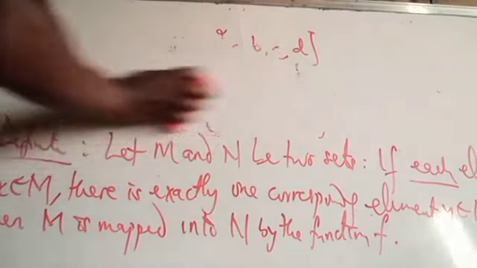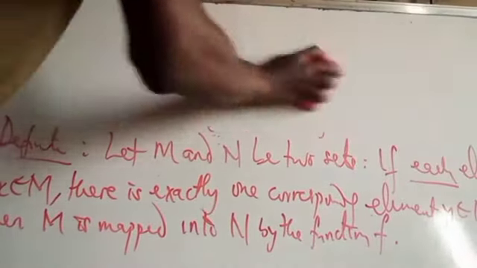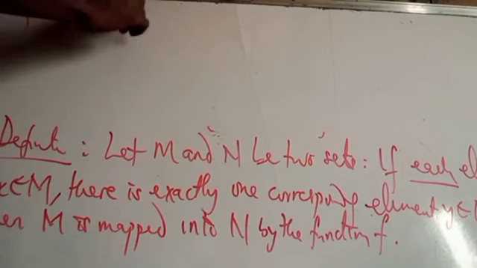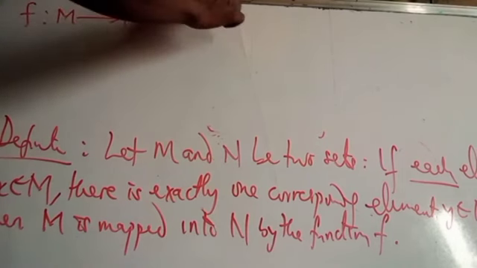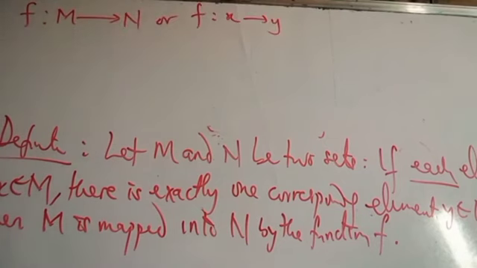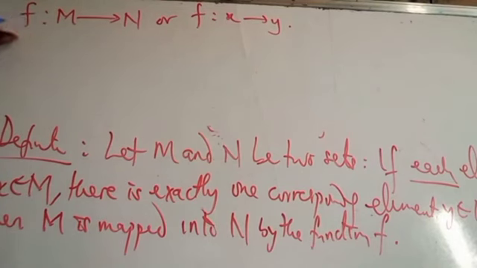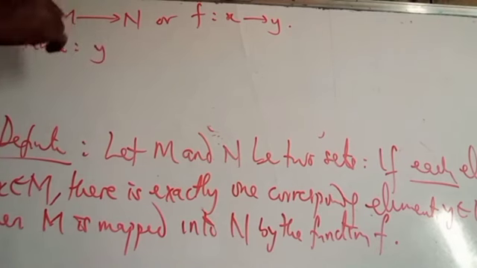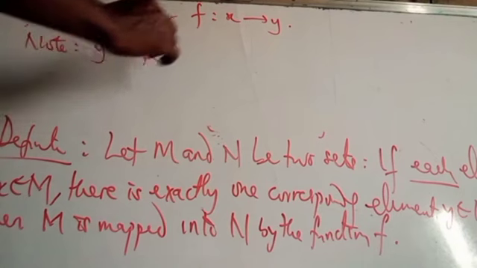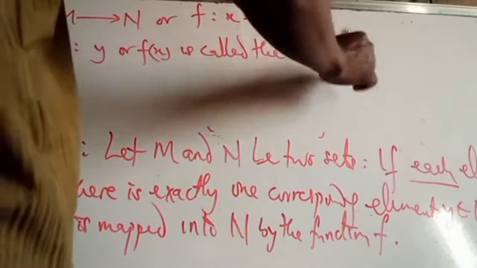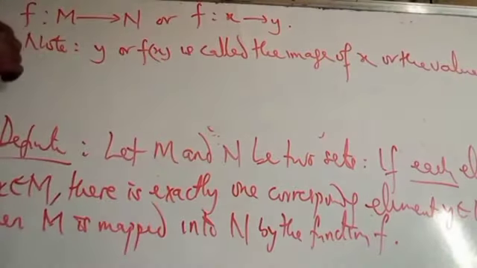We'll be using graphical illustration. Let's show this using mathematical notation. So we can have F maps M to N, or we can say F takes element X to element Y. Okay. So note, Y or F of X is called the image of X, or the value of the function.